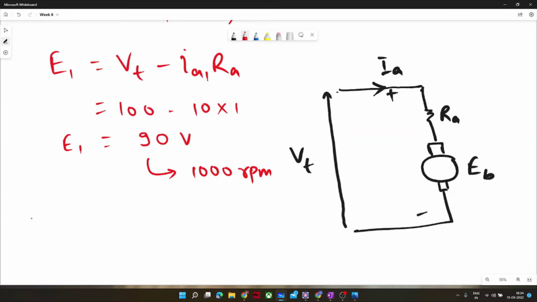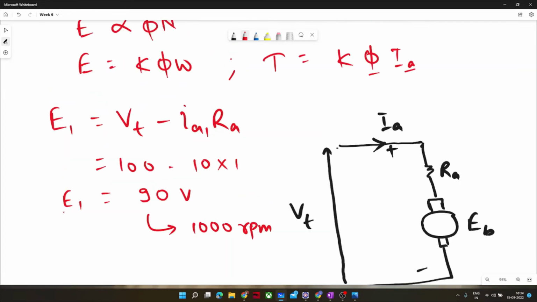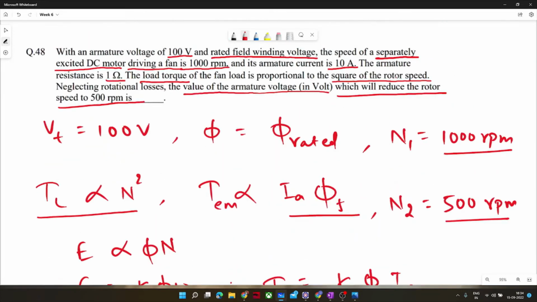In the second case, we know the speed is 500 RPM. Then what would be the back EMF and current? If we can somehow calculate back EMF in that case and the armature current, then we will be able to calculate the armature voltage or supply voltage.